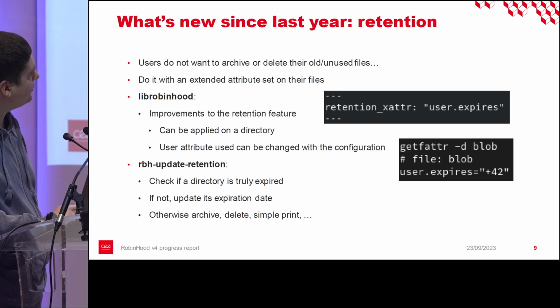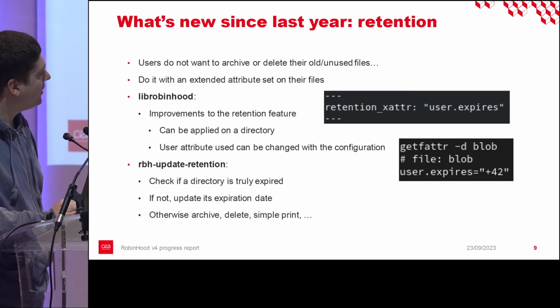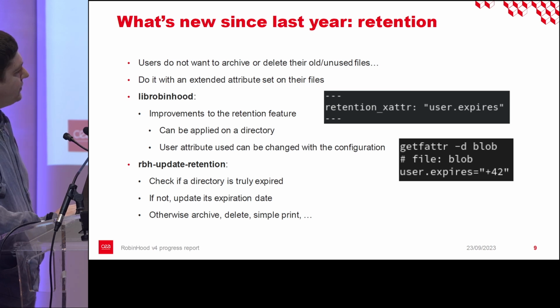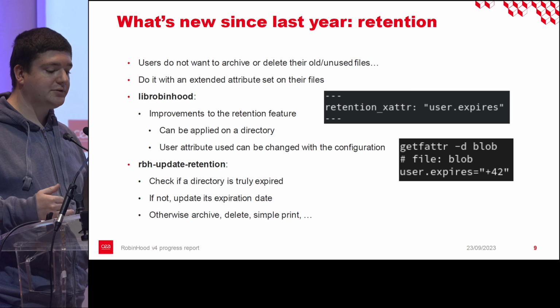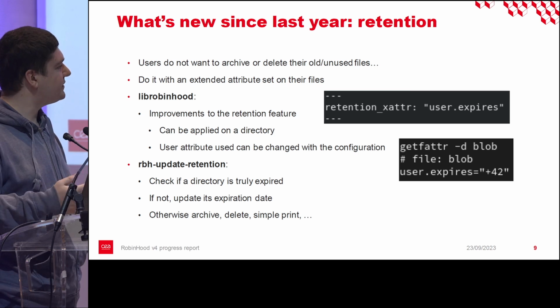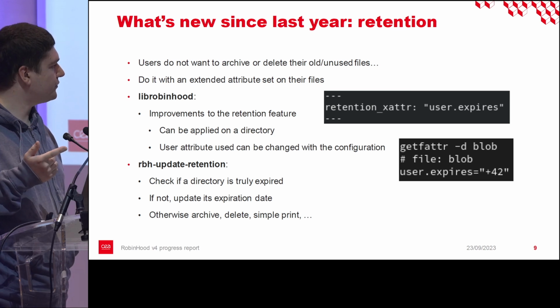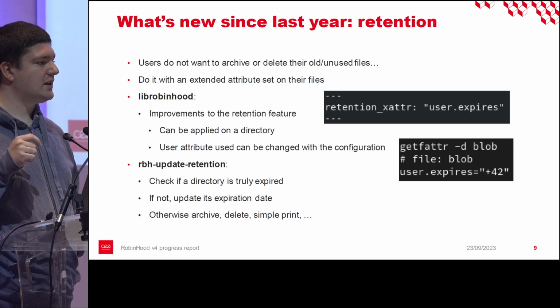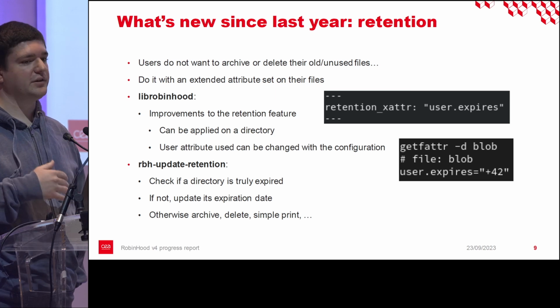So for instance, we have here the retention attribute is set to user.expires, and it can be changed at will. I've shown here an example of the value of the attribute. So it's getfattr. If it's plus 42, it means that the file expires 42 seconds after its last usage. By last usage, I mean the access time or the modification time. So 42 seconds after its last usage, it will be considered expired, and then we can do whatever we want with it, maybe archive it, maybe delete it.